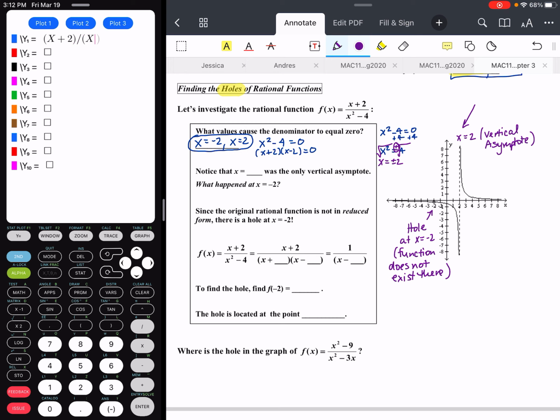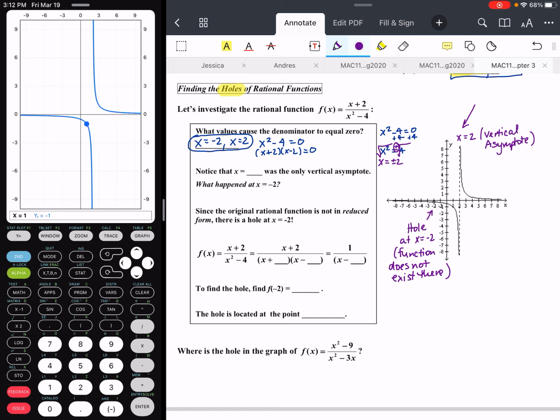divided by parentheses x squared minus 4. Make sure you contain the numerator and denominator. So again, you can see on our graphing calculator where that asymptote would occur at x equals 2. And even if I use the trace function, like if I type x equals 1, for example, I get y equals -1.